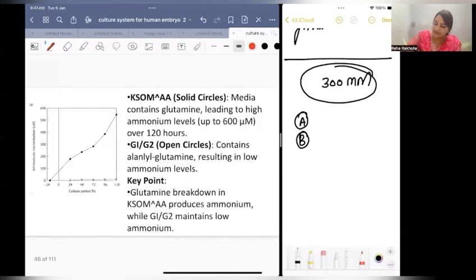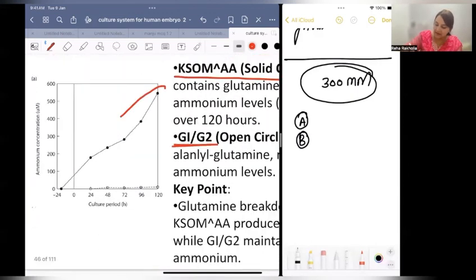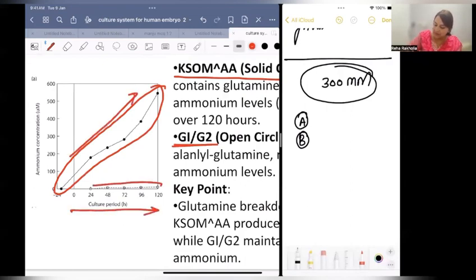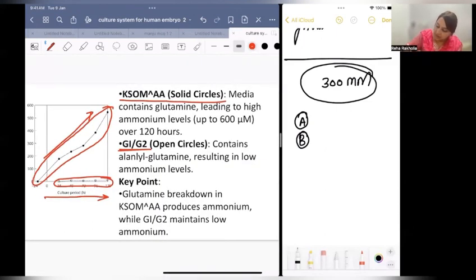Now see, there are two media, KSOM media and G1, G2 media. We can see in the diagram, this is the KSOM media where ammonium is accumulated. But in the G1, G2 media, ammonium was unable to accumulate because in this we used alanyl-glutamine, which is a stable dipeptide form of the glutamine, which results in low ammonium level.